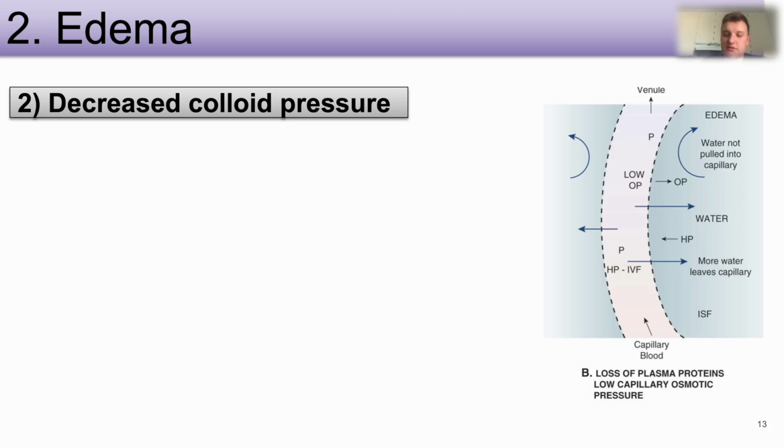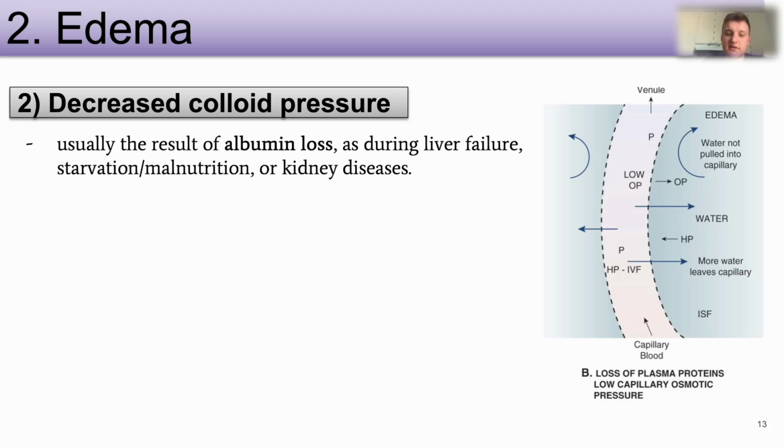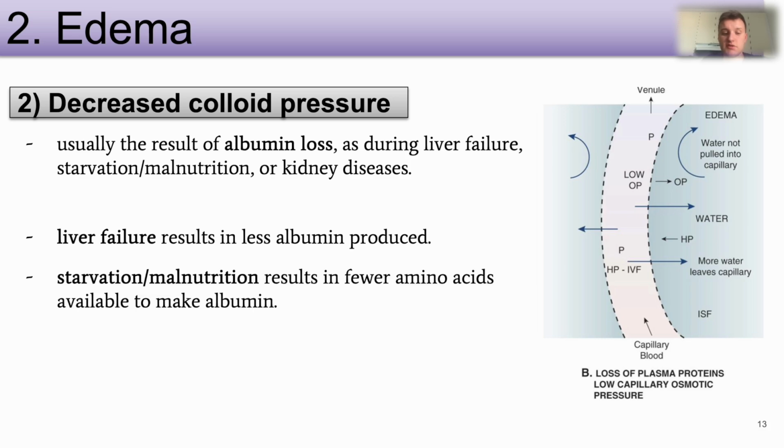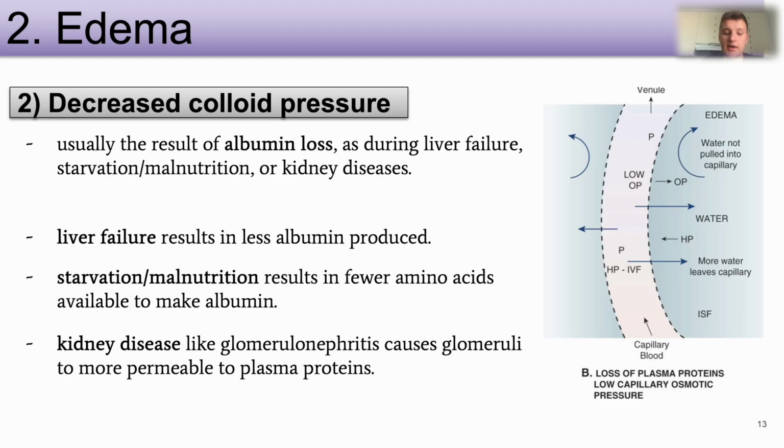Decreased colloid pressure, right? So this was a different situation. I was telling you that this usually results from an albumin loss. So during liver failure, or maybe it could be starvation or malnutrition if you're not getting the right amino acids, or maybe even kidney disease, right? So liver failure results in less albumin produced. Starvation and malnutrition results in fewer amino acids available to make the albumin. And kidney disease, let's say glomerular nephritis, will cause the glomeruli to be more permeable to plasma proteins and you'll pee them out, okay?